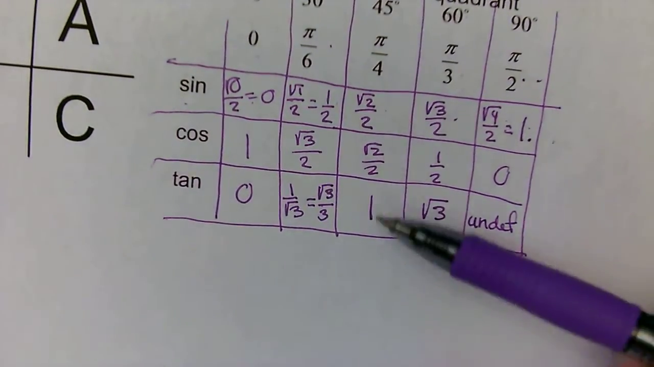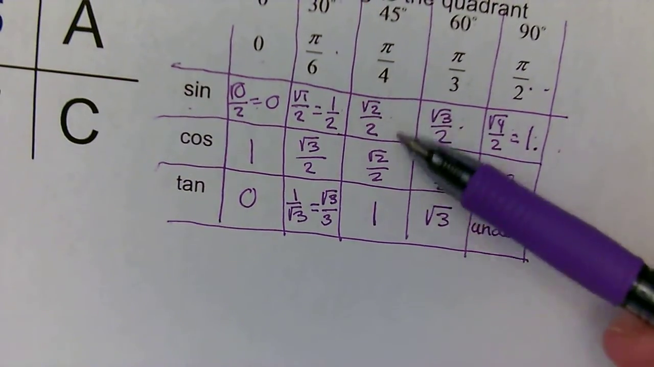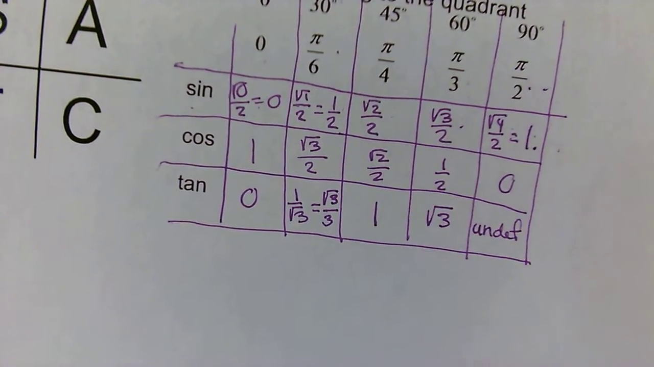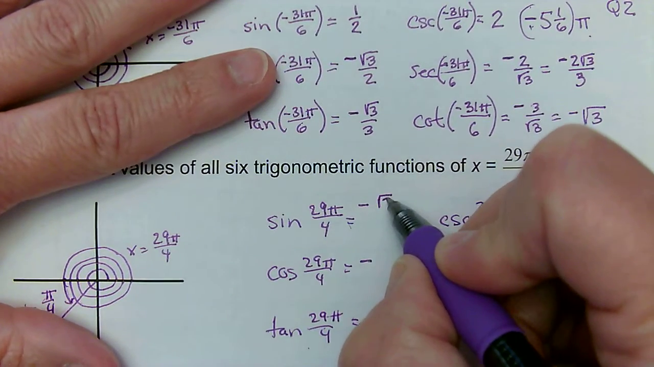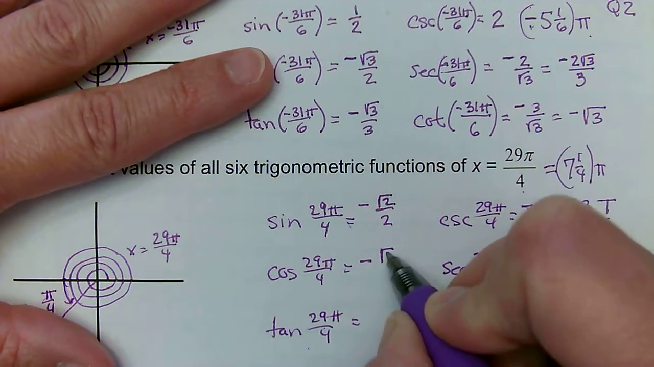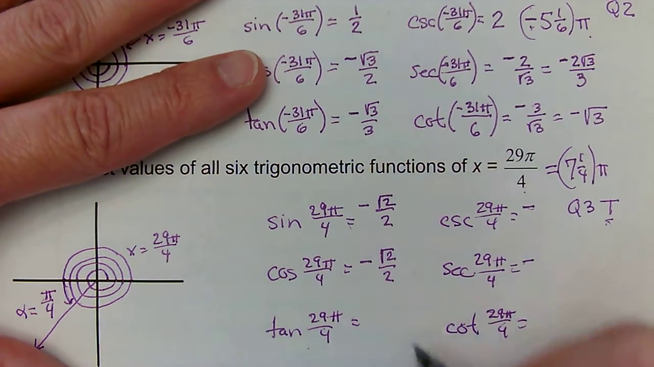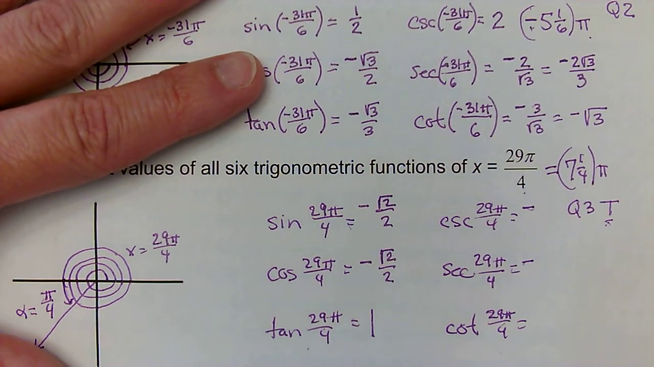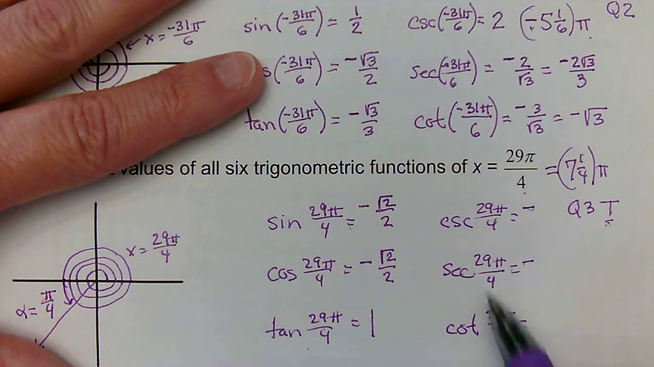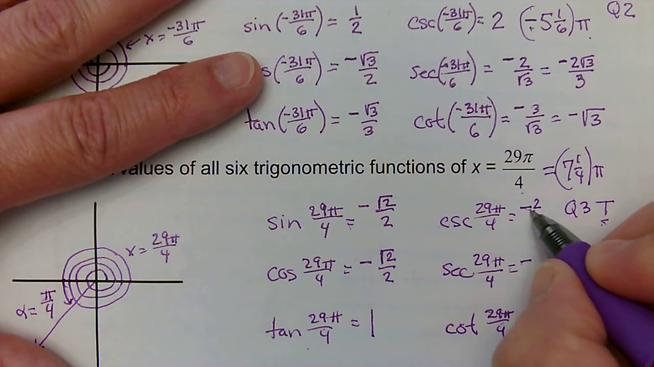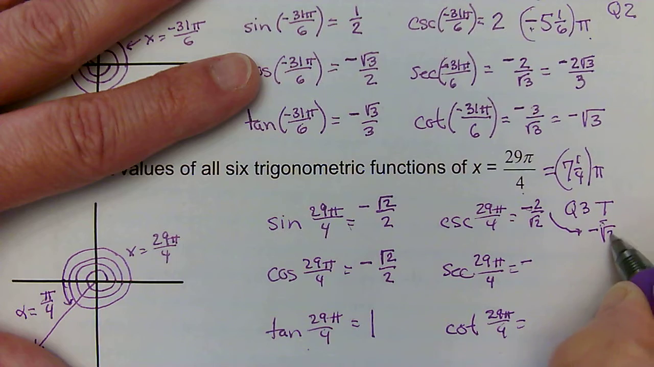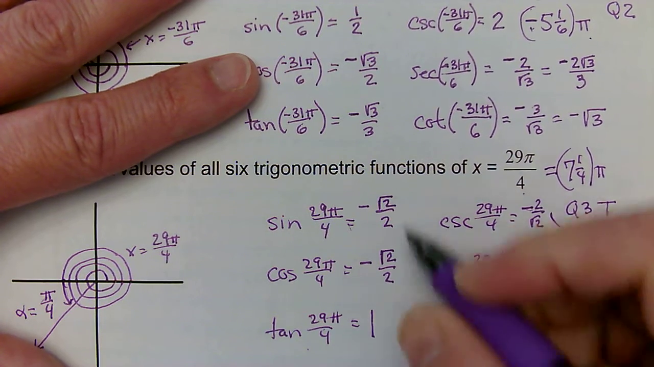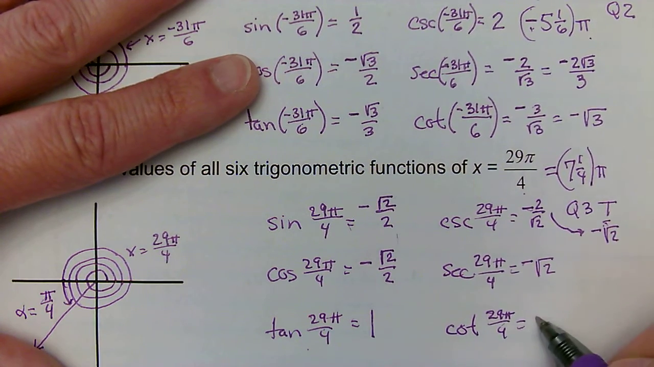Well, for pi over 4, the sine and cosine are both square root of 2 over 2, and the tangent is 1. So down here, I have the square root of 2 over 2 for both the sine and the cosine, except they are negative for this angle. And I have 1 for the tangent. Then to find the trig functions of the reciprocal functions, I take the reciprocals. So this would be negative 2 over the square root of 2, which simplifies to negative square root of 2. And this would be the same, because it was the same over here. And then the reciprocal of 1 is just 1.